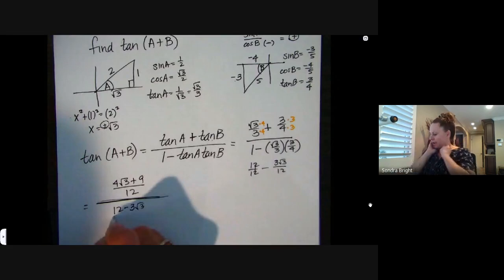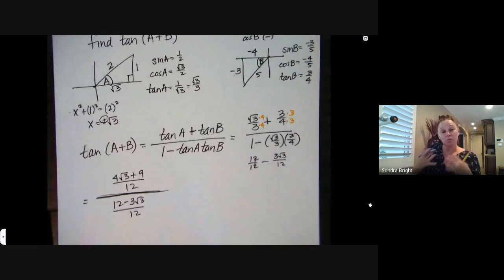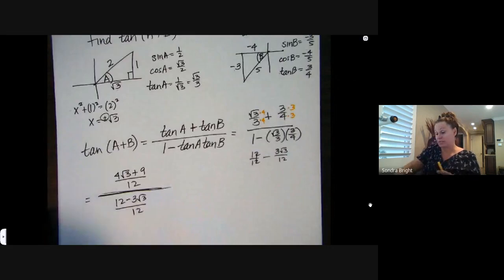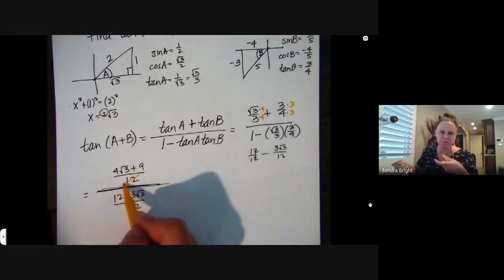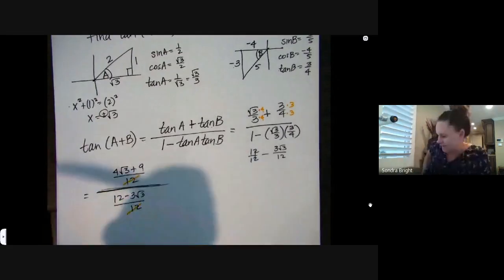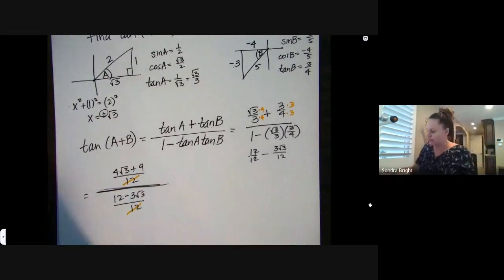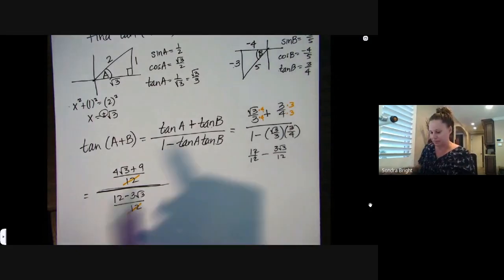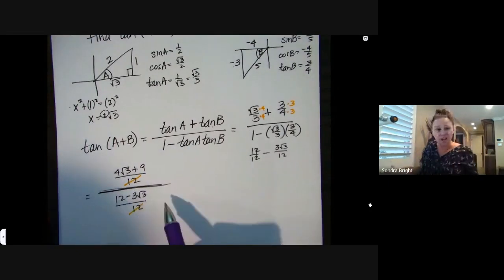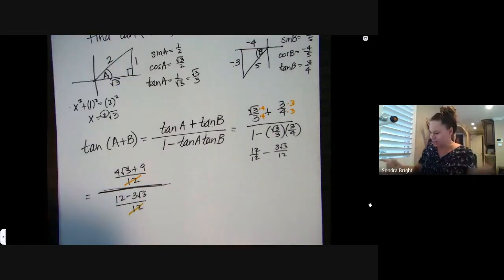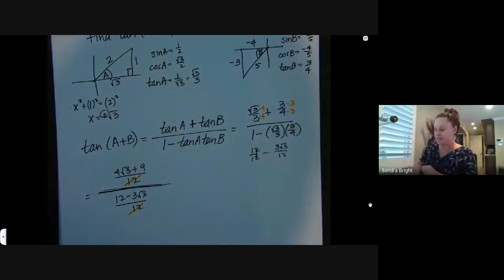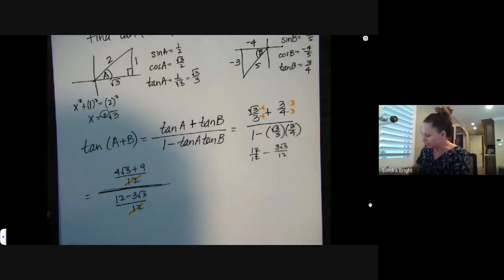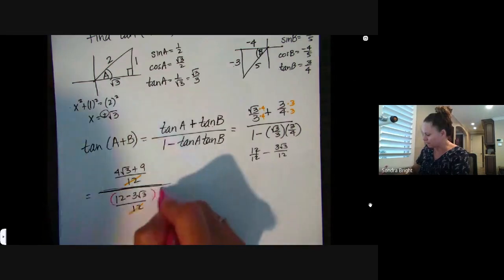You could go and multiply by the reciprocal at this point, but I'm not going to. I'm going to use the trick that if you multiplied by the reciprocal, these two denominators are going to cancel. They're the same, right? If they're not the same, you have to multiply by the reciprocal, but they are exactly the same. And so you will end up with 4 rad 3 plus 9 over 12 minus 3 rad 3. Can you stop? No, because you have a radical in the denominator, so you have to multiply top and bottom by the conjugate of the denominator. So I'm going to multiply top and bottom by 12 plus 3 rad 3.